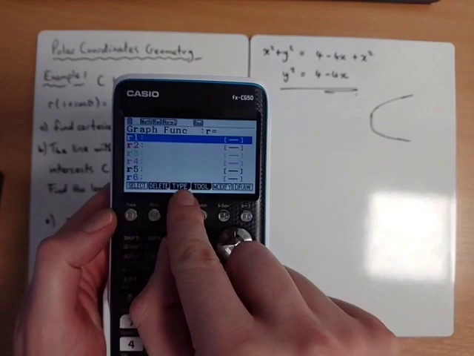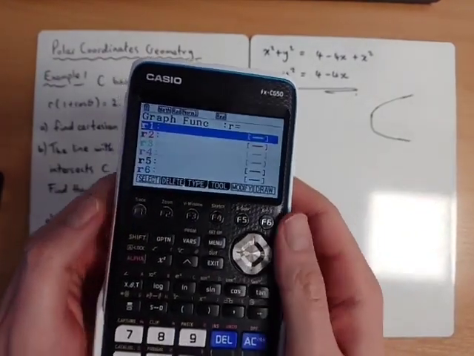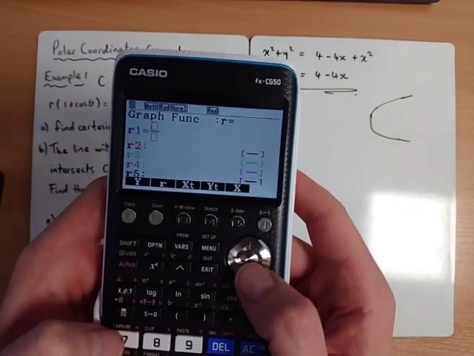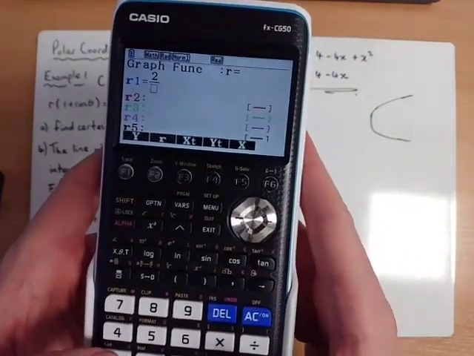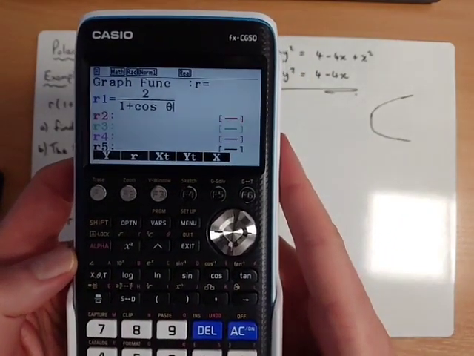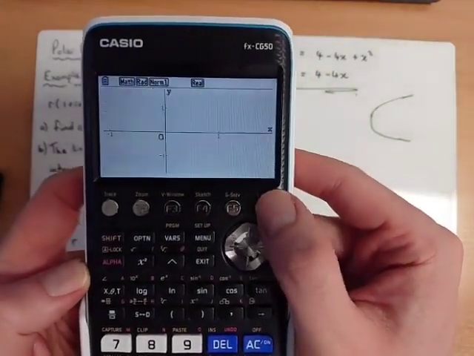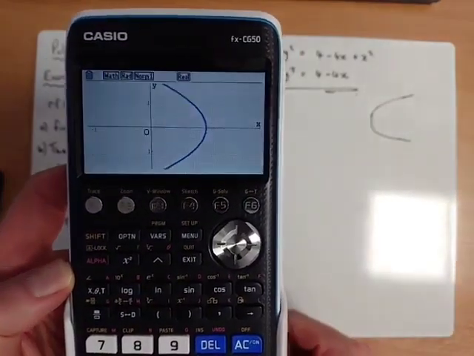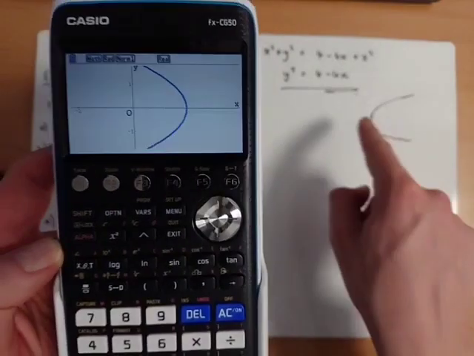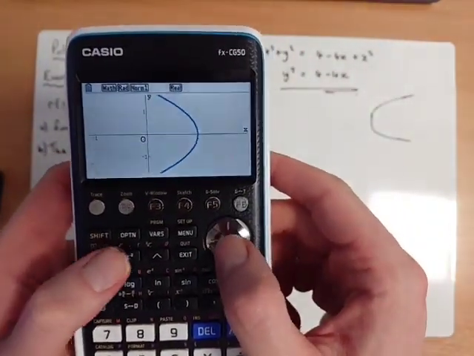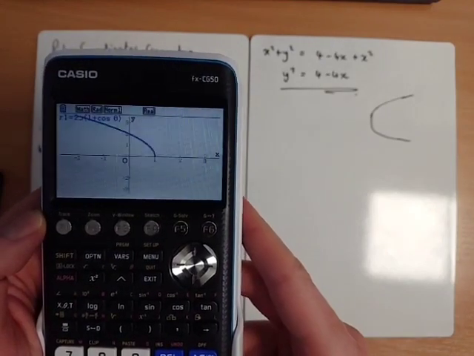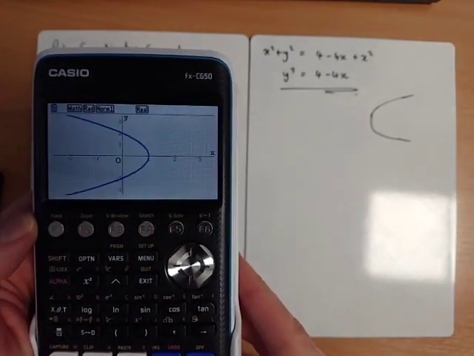So if I change the type to r equals, because if I rearrange this, it would be 2 divided by (1 plus cos theta). Okay, so if we draw this, we get a parabola. I knew it was going to be a parabola shape, but actually because it's got a negative, the parabola actually goes like this. Let's zoom out a touch. You can see we get this sort of shape here.